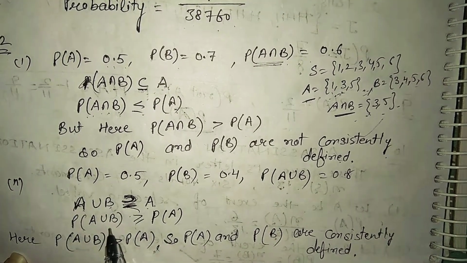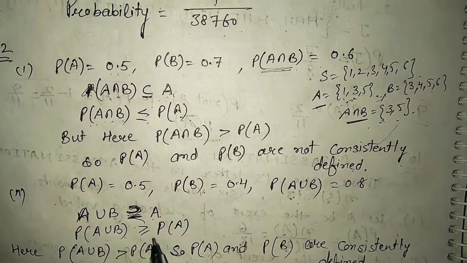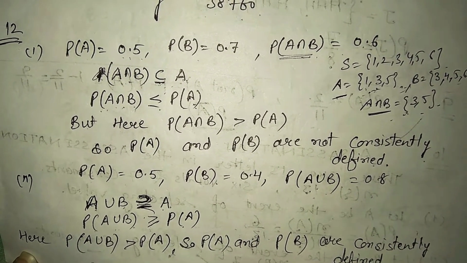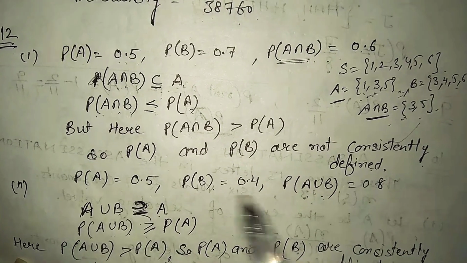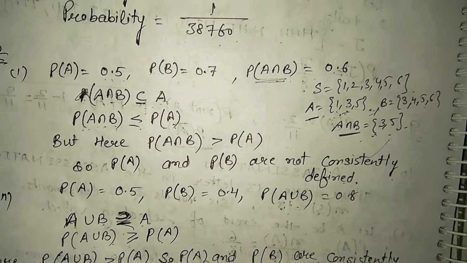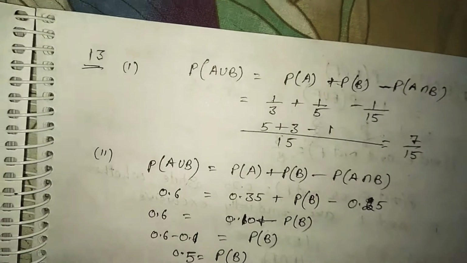Now, P इसका मतलब क्या है कि P A यूनियन B किससे? या तो इससे ग्रेटर होगा PA से या इसके इक्वल होगा. So but here PA union B is greater, as given. So these are consistently defined. Okay, these are valid.